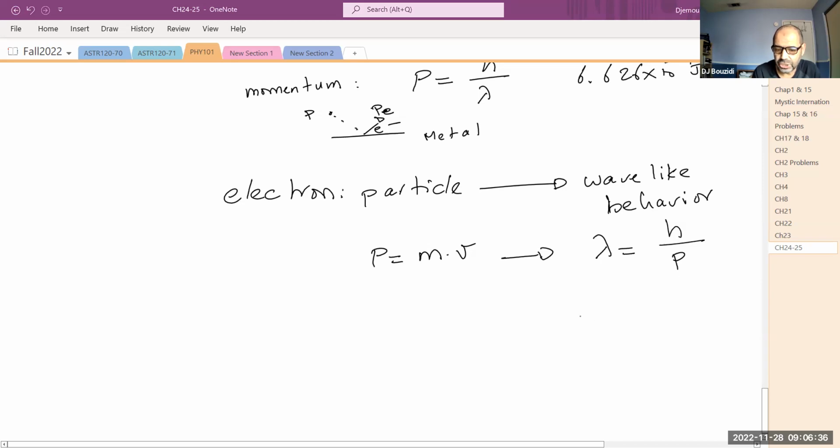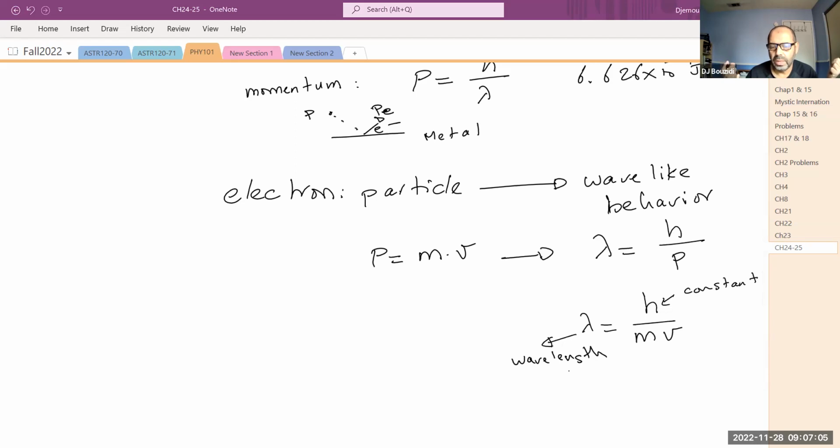Here, a particle like the electron has a definite momentum, which is mass times velocity. When you take that same number, which is just a fixed constant, 6.626 times 10 to the negative 34, and you divide it by the momentum of the electron, here comes a wavelength. So the electron behaves as if it's a wave. That's basically the whole point of his argument.